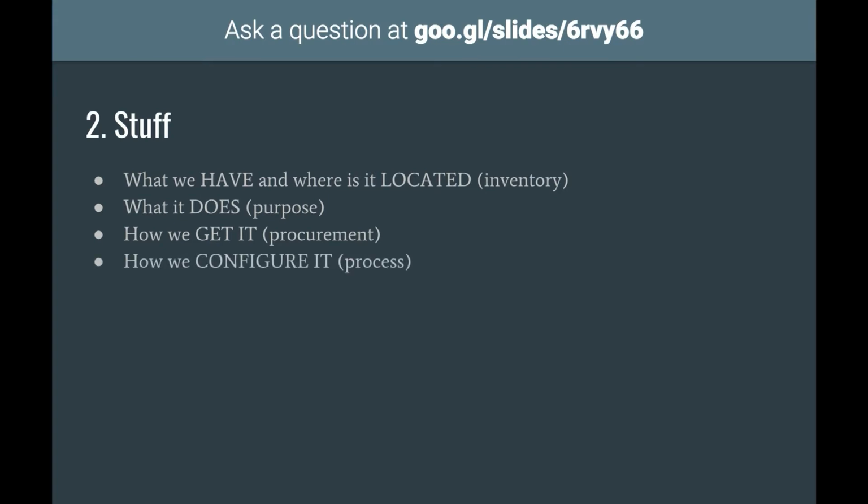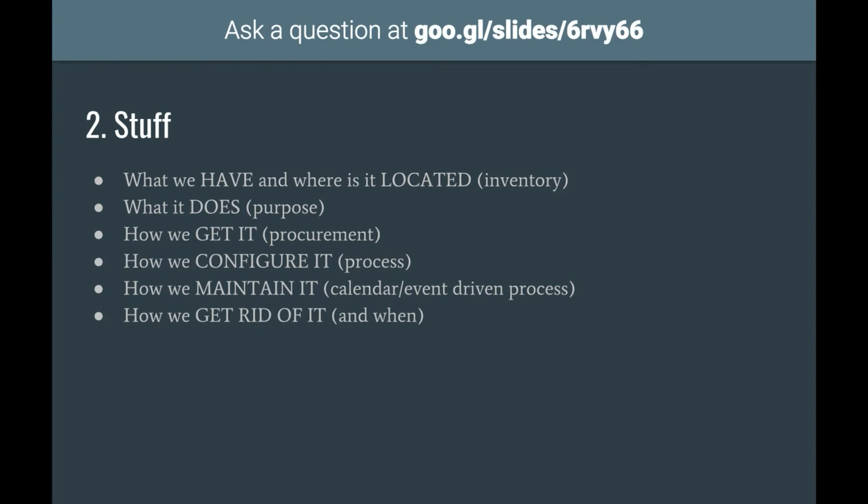Once we get it, how do we configure it? What's the process to make it behave the way we want it to behave? Mold it into the vision that we have for the tool. And once we've got it, how do we maintain it? So maintenance is usually a calendar or event-driven process for scheduled maintenance, hopefully not too many unscheduled maintenance events. And once its time is up, how do we get rid of it? How do we dispose of things? When it comes to electronic equipment, e-waste rules, having a procedure and a policy in place for these things becomes very important.